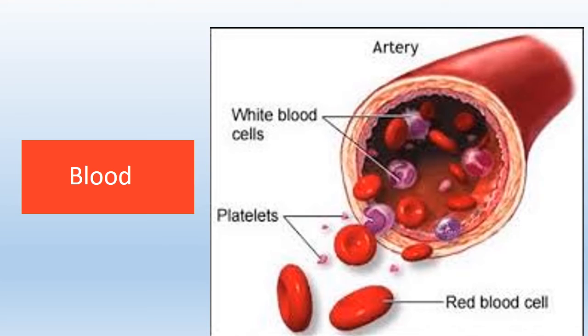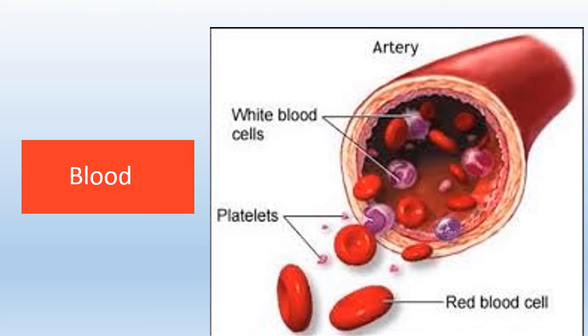Okay, second one, it is blood. Yes, blood is a liquid connective tissue. It's very interesting that blood is a liquid connective tissue. In the picture you can see an artery where you can see the white blood cells, platelets, and red blood cells. You are aware of the white BCs. WBCs stand for white blood cells.